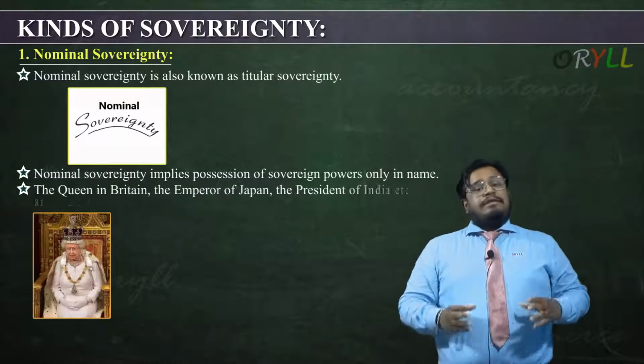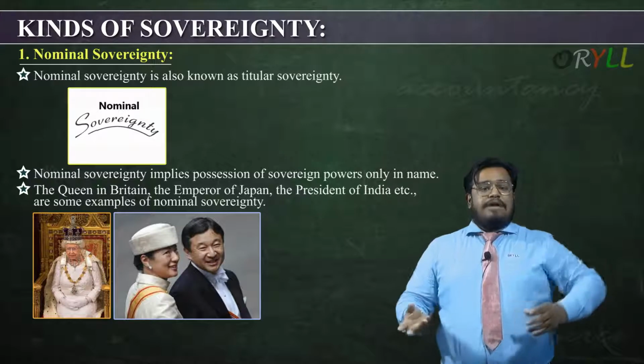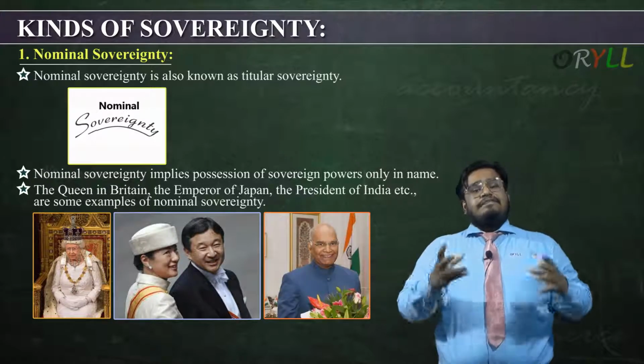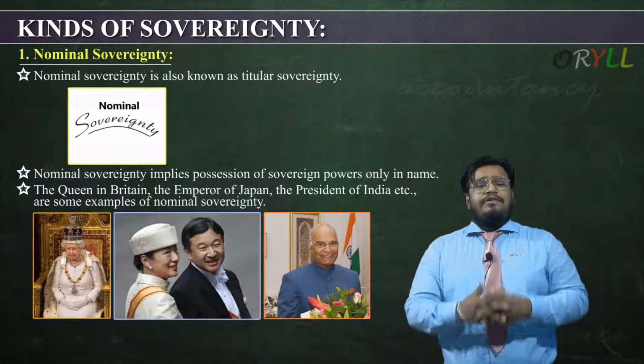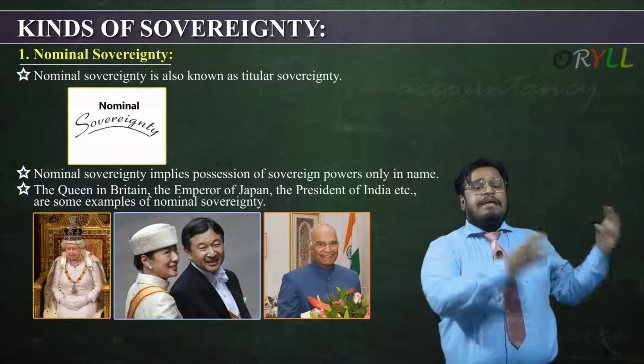The Queen in Britain, this is a name. The Emperor of Japan, the President of India, etc. are some of the examples of nominal sovereignty. That means it is following the name.